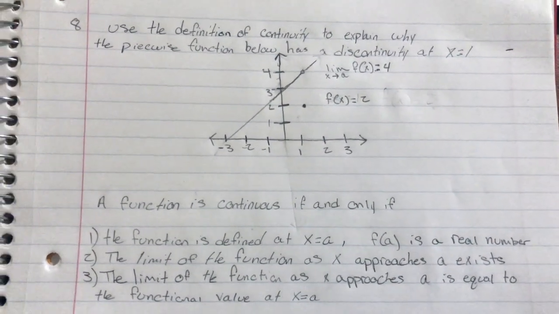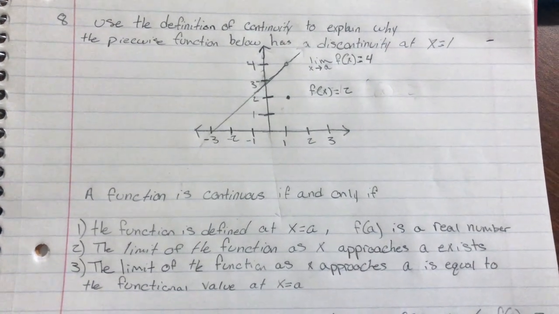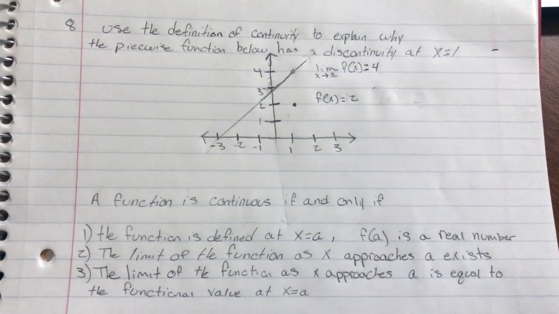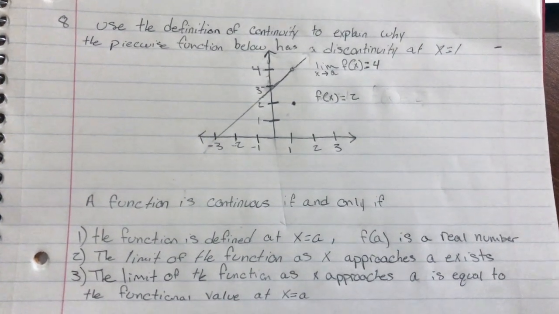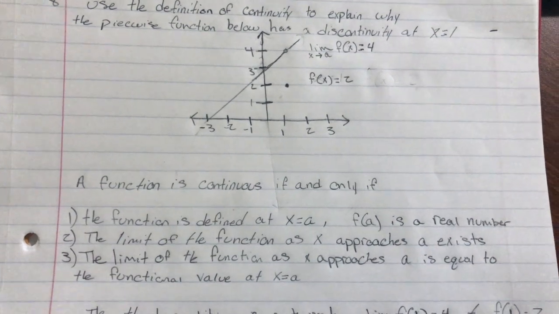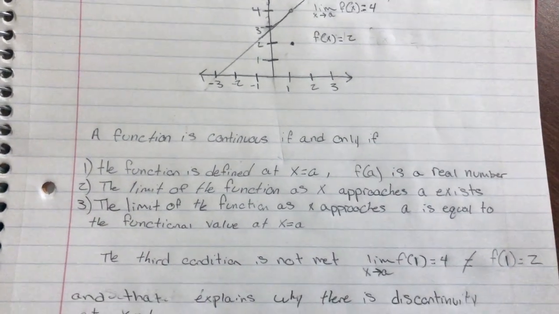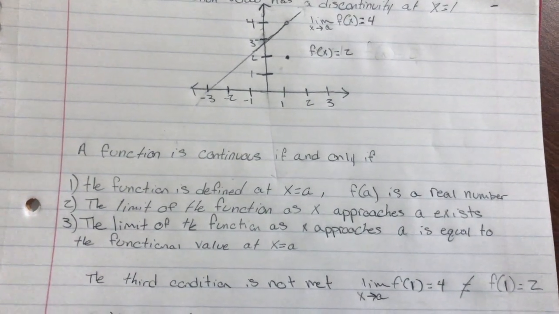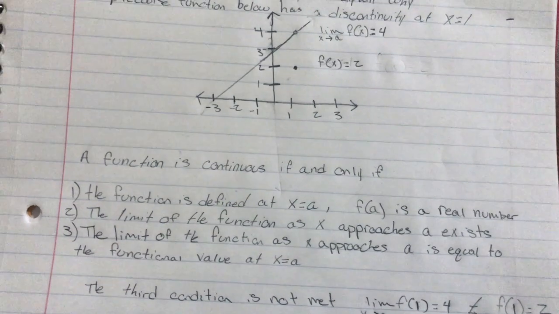For us today, there is only one part of the question and we have answered it. We used the definition of continuity to explain why the piecewise function has discontinuity at x equals 1. We wrote down the definition of continuity, and then we said that the third condition is not met because the limit of f of x as x approaches 1 equals 4, and the functional value at 1 is 2, and 2 does not equal 4.